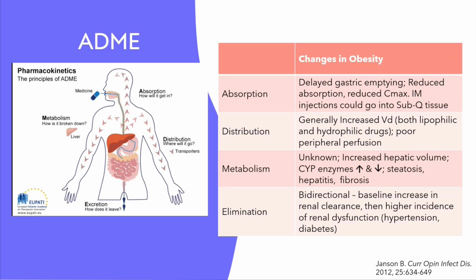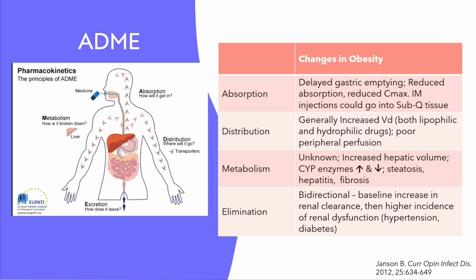So on one hand, we do have an increase in hepatic volume, but this is really more likely due to simply fatty infiltration rather than an increase in metabolic capacity. So often we'll also see these patients with steatosis, hepatitis, fibrosis, and CYP enzymes. Depending on the enzymes, I saw information that some CYP enzymes will actually increase in their production and availability, and others will actually decrease.